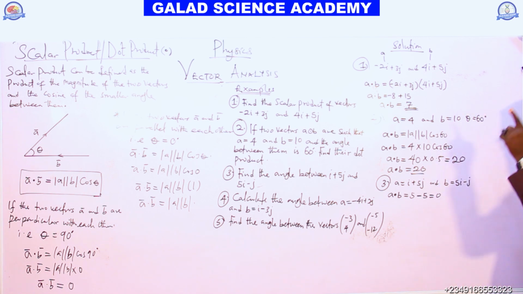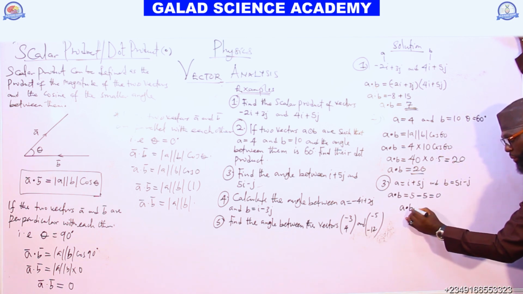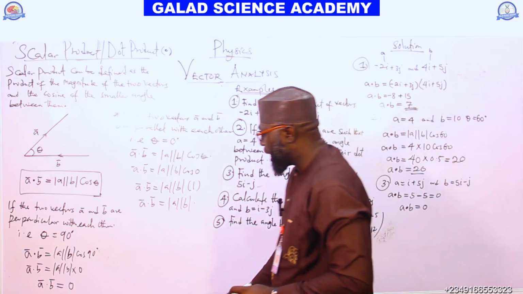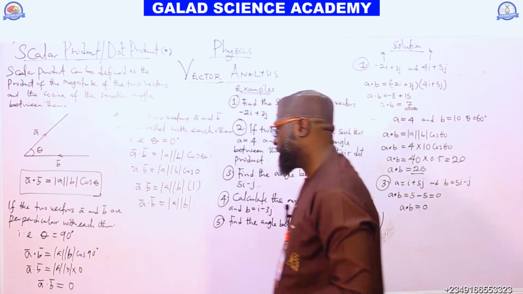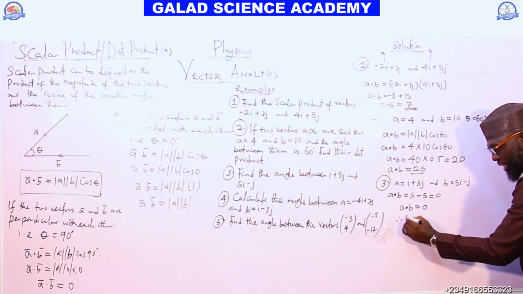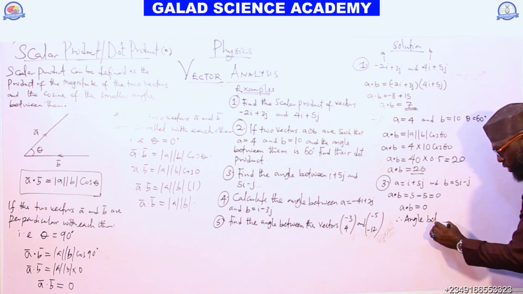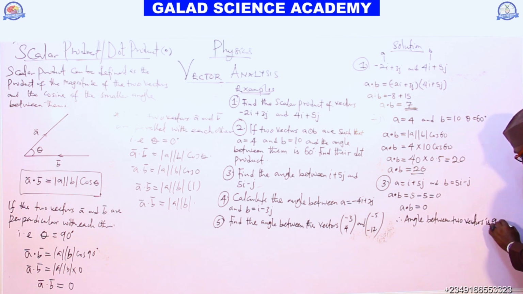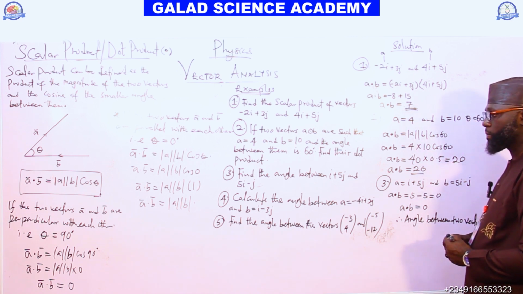5 minus 5 gives us 0. And I said before that whenever the dot product between two vectors gives us 0, the angle between the two vectors is 90 degrees. Since the dot product here is 0, therefore the angle between the two vectors is 90 degrees. So the next question is question 4.